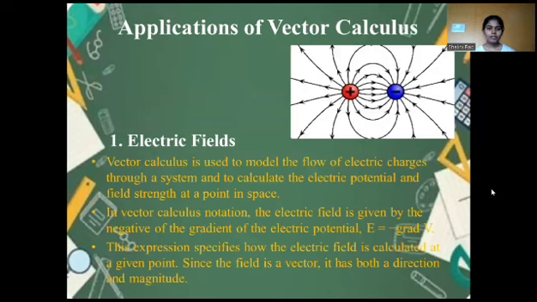Then talking about the applications of vector calculus in the electric field, vector calculus is used to model the flow of electric charges through a system and to calculate the electric potential and field strength at a point in space. In vector calculus notation, the electric field is given by the negative of the gradient of the electric potential, that is E equals minus gradient of V. This expression specifies how the electric field is calculated at a given point. Since the field is a vector, it has both direction and magnitude.